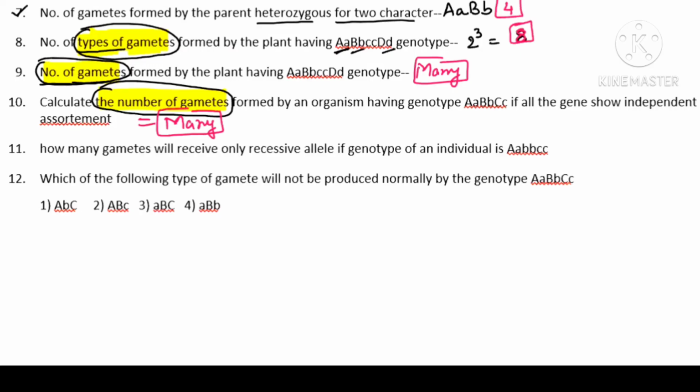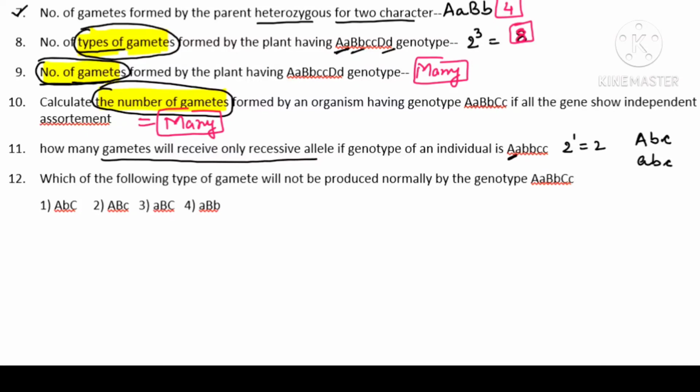Now see how many gametes will receive only recessive allele. How many gametes will receive only recessive allele if genotype is this? So it means only one is heterozygous. So first of all, you will apply the formula. You will make only two types of gametes. Okay, so how will you make it? First of all, you will separate it and you will write B here because B is only homozygous. It will make only one type, and C is also homozygous. It will also make one type.